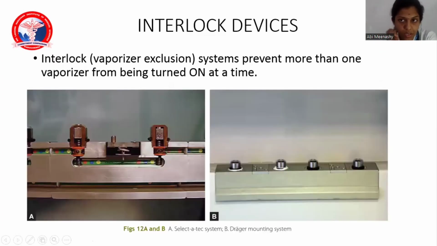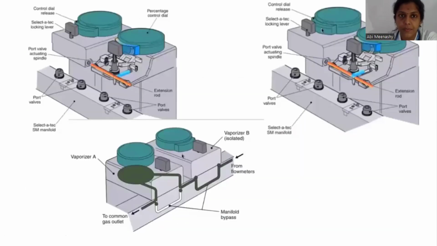Okay, safety systems in vaporizing agents: there is something called an interlock device. The interlock device prevents us from using two vaporizers at a time. So when one vaporizer is open, the other vaporizer cannot be opened. The other vaporizer is locked. This is called an interlock device.